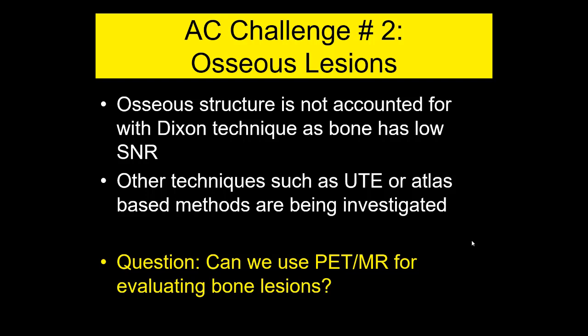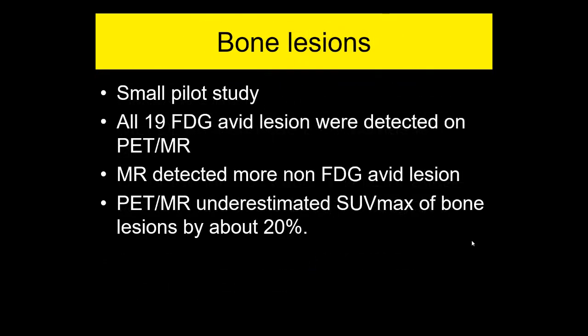So the question is, can we use PET MR for evaluating bone lesions, because we know we're going to underestimate SUV max values. So that was one of our first challenges that we wanted to solve when we got PET MR, was to just ask that question. I know I'm going to underestimate it, but how badly am I going to underestimate it? And is it going to affect in calling a lesion as FDG non-avid while it's FDG avid on a PET CT?